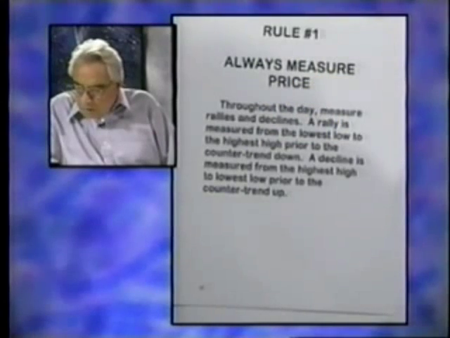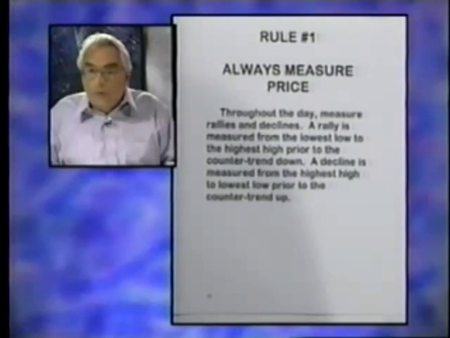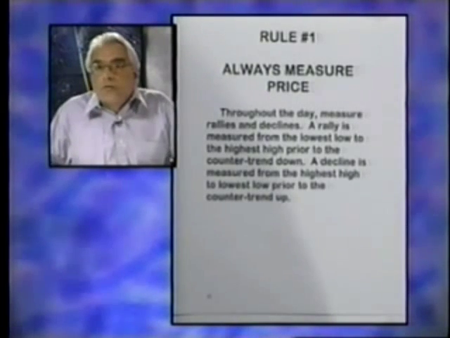So anyway, in measuring the price, we have rallies and declines, and you want to measure a rally from the lowest low to the highest high. That's what I mean prior to a counter trend down. A decline, of course, is measured from the highest high to the lowest low prior to the counter trend up.